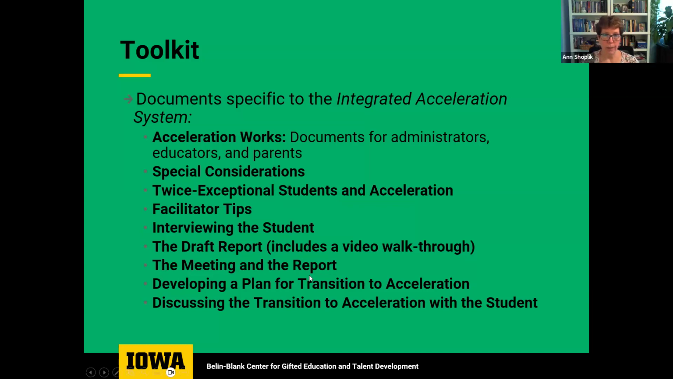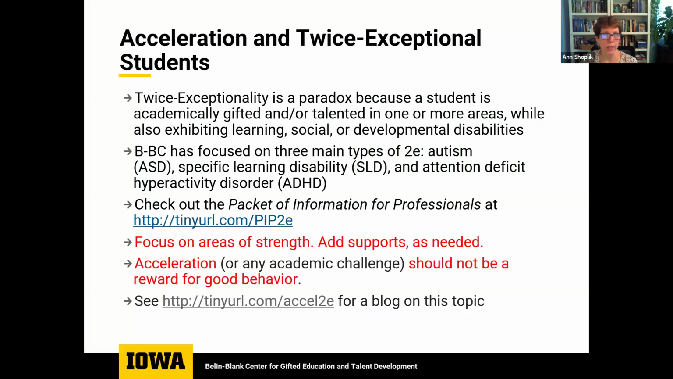We've got a document that talks about the meeting and the report and just gives you some more background, and helps you to write the emails to schedule the meeting and all of that kind of thing. And then finally, there's a transition to acceleration document, and how to discuss the transition with the student. And we're continuing to add to this toolkit. So there'll be more information over time that we'll keep providing to people to support you as you go through this process. So here's just a little bit more about acceleration and twice exceptional students.